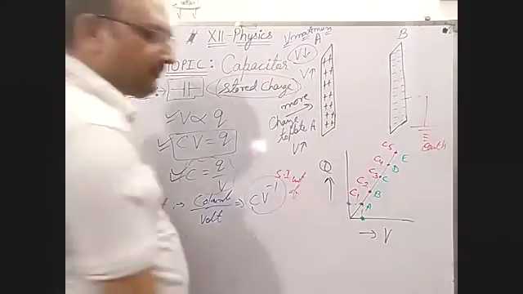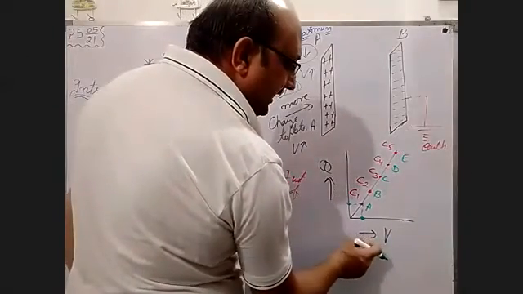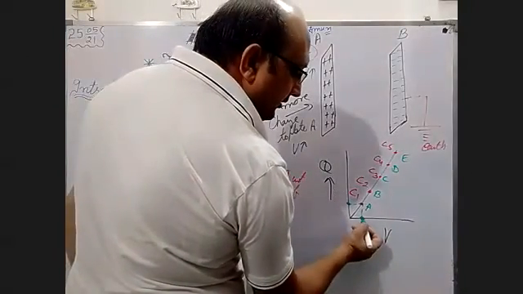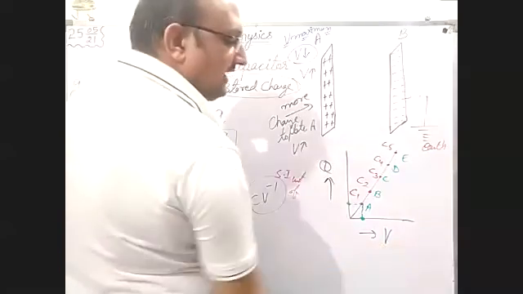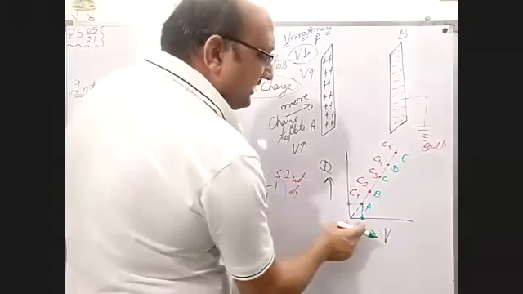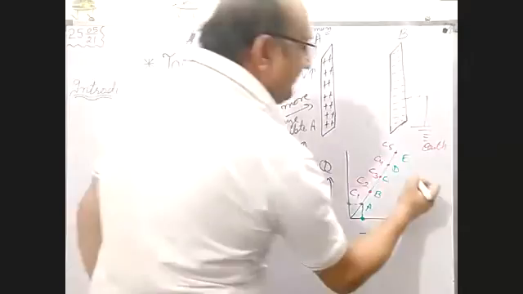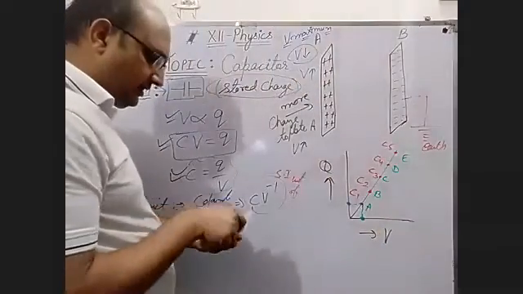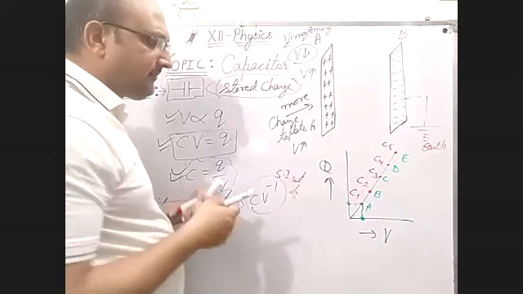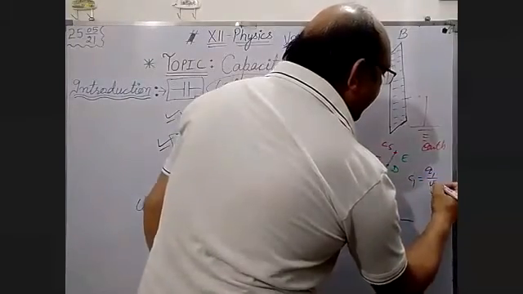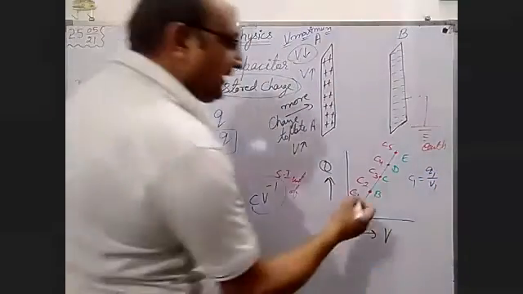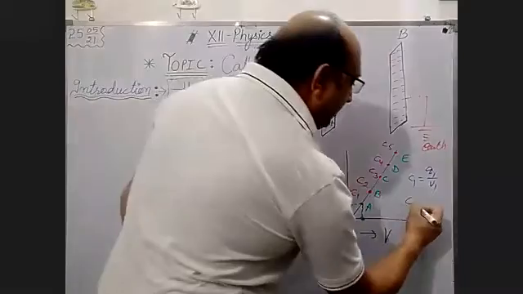Okay, potential you can take by the perpendicular on the x-axis, on the V-axis. Then this ratio gives you the value of C1 in this way. C1 is equal to Q1 upon V1.